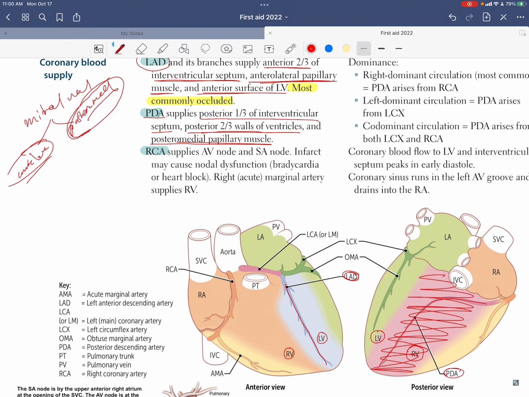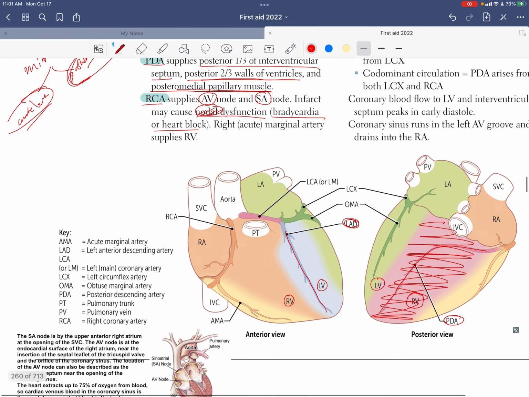So this is just the wall of the ventricle, and it's big, and posterior medial papillary muscle. While for the right coronary artery, it supplies the AV node and SA node, and infarct may cause nodal dysfunction. So leading to nodal dysfunction, of course, this messes up the electricity of the heart, so it may cause bradycardia or heart block.